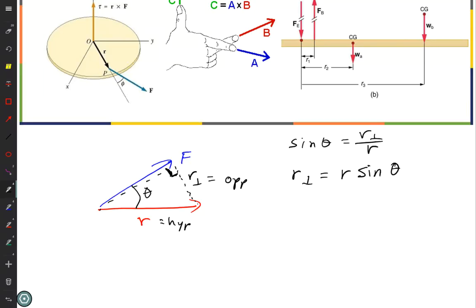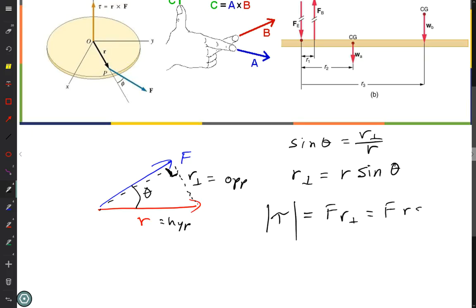Okay, moving on. So if I want to find the torque, it's the perpendicular parts. So the torque, I put parallel lines on each side. That means the magnitude. That torque magnitude is the force times the radius perpendicular. So force times R sine of the angle between the two. Now remember when we did the work, it was a dot product, the amount that's parallel, and it was force times distance times cosine of the angle between the two.